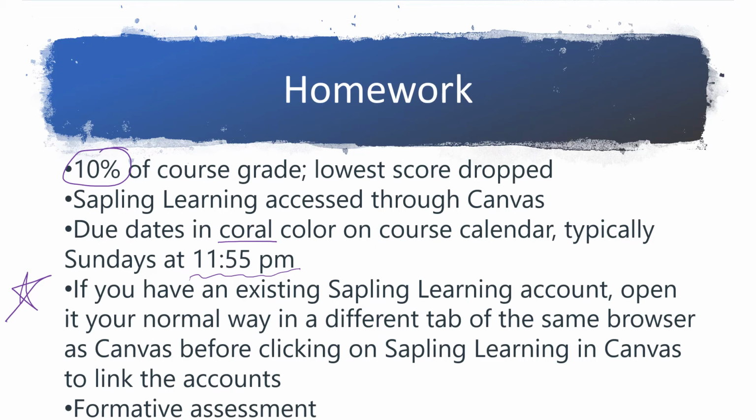This will be really important if you have any credit with Sapling Learning. We've got to get those two accounts linked, or you won't be able to access that credit for Sapling Learning through Canvas. If for some reason you forget to do this or it doesn't happen, you can always go through customer support in order to make this happen. But it's just easiest if you can connect right at the very beginning. And homework is another example of formative assessment.